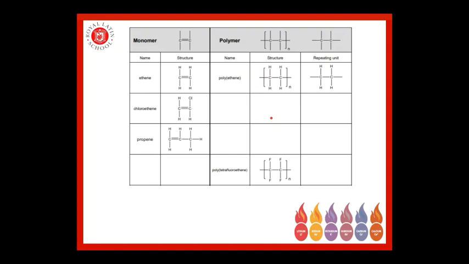We'll do the same for propene, and then just to mix things up and make it a little bit more difficult, we've got poly(tetrafluoroethene). Now the challenge here for you is to convert this polymer into a monomer, and can you name it? I'm going to give you the opportunity here to pause the video, have a go at doing the answers, and then we'll go through the answers on the next slide.